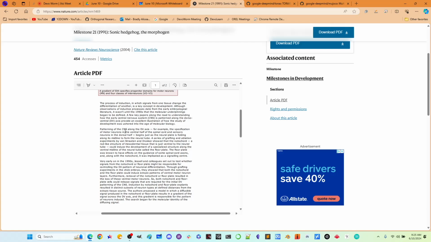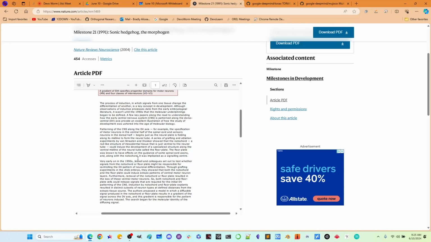So this talks about patterning of the central nervous system along the dorsal ventral axis. That's from top to bottom, specifying motor neurons in the ventral half of the spinal cord and sensory neurons in the dorsal half. This happens just as the neural plate is folding along the midline to form the neural tube, so as the neural tube is closing. And so they have this model system that they used to discover Sonic Hedgehog and its mechanisms. And this dates back to the 90s, 1991.